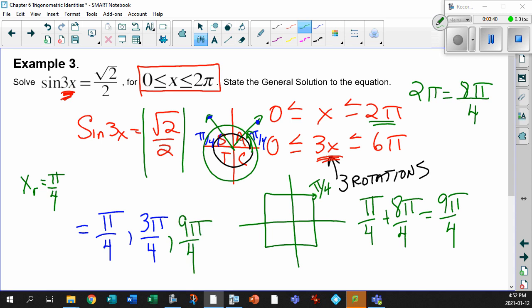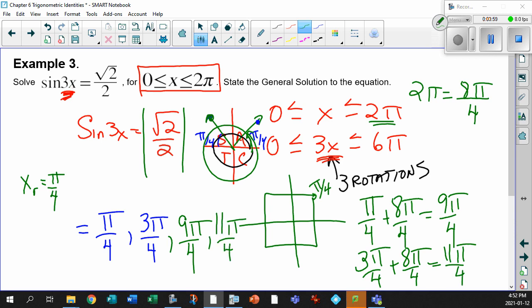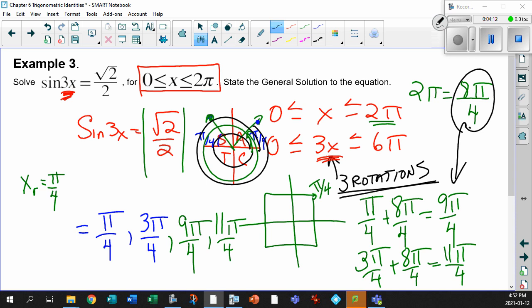So guess what? There's my next rotation. I've got to do the same thing to this point out here at 3 pi over 4. I'm going to add my 8 pi over 4 to this to get 11 pi over 4. There's my next point, 11 pi over 4, right? I'm not done. Why am I not done? Because I've only done 2 rotations. I have to do 3. So my third rotation is, again, adding just another 2 pi to this guy and this guy.